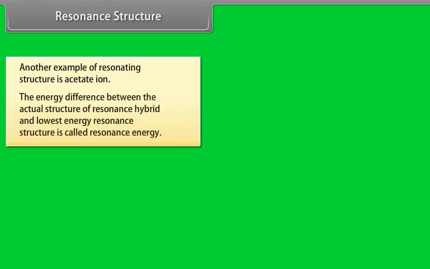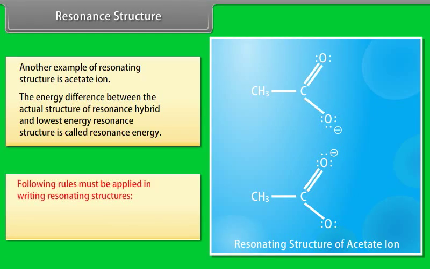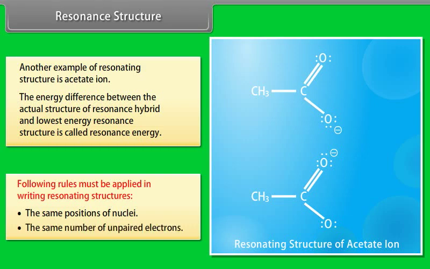Another example of resonating structures is the acetate ion. The energy difference between the actual structure of the resonance hybrid and the lowest energy resonance structure is called resonance energy. The following rules must be applied in writing resonating structures: the same positions of nuclei, and the same number of unpaired electrons.